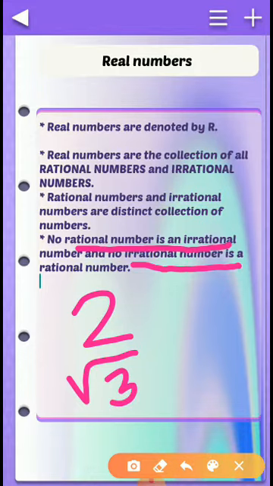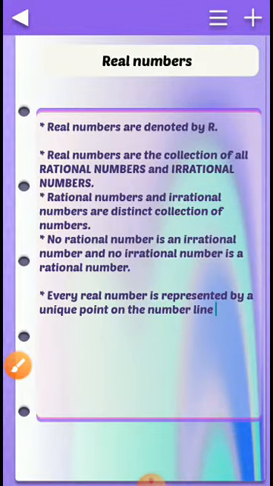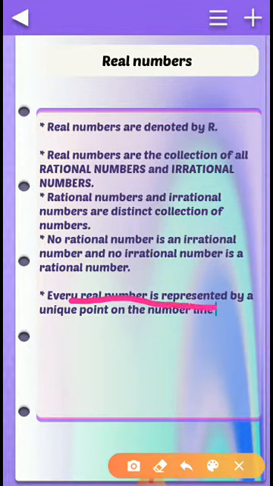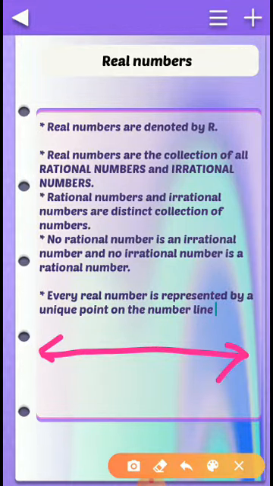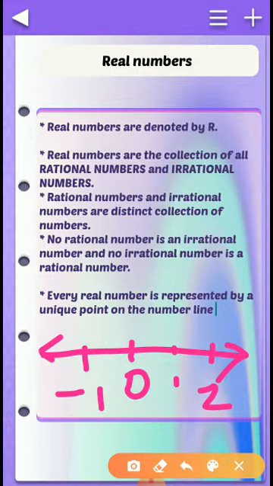Root 3 is irrational, but root 3 is not rational. Clear? Next, every real number is represented by a unique point on a number line. Unique point means, suppose I draw a number line here and write 0. This is 1. This is 2. This side is -1. Is 0 a real number? Yes. Every real number has a specific position on the number line.